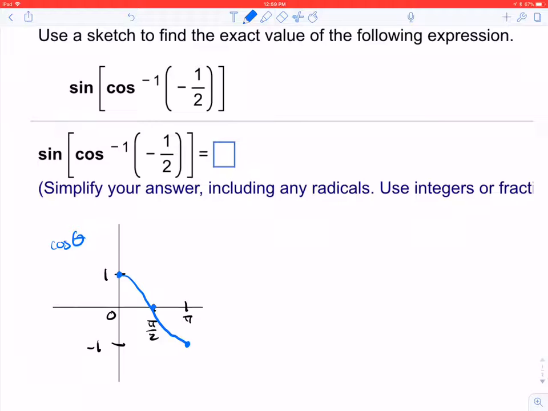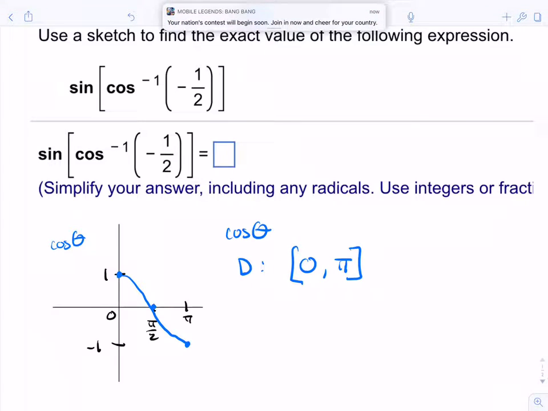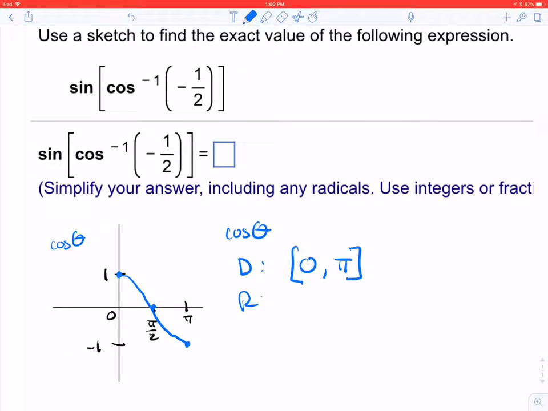So if we think about cosine of theta, the restriction we put on the domain is from 0 to pi, and we use square brackets. And then the range goes from negative 1 to 1. So if that's the original, then when we do inverse cosine of y, this is now our range, and this is our domain.